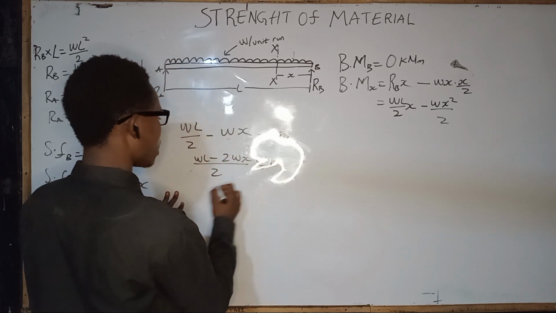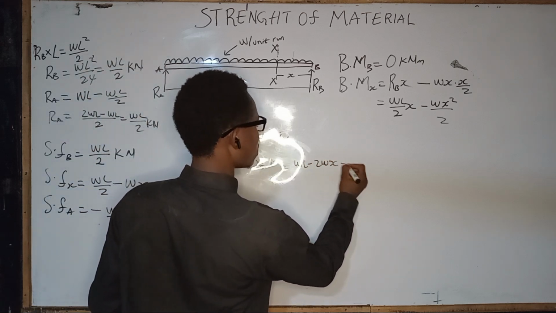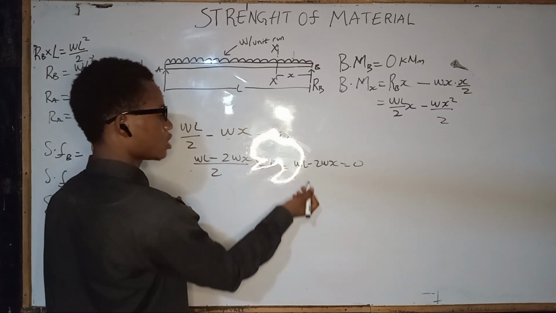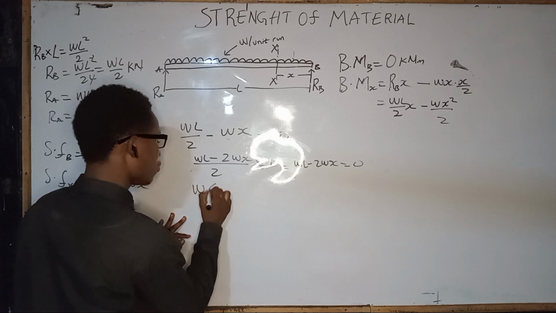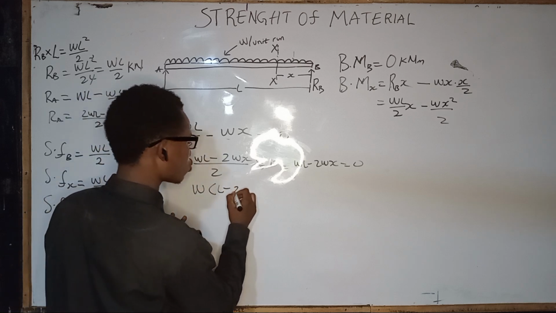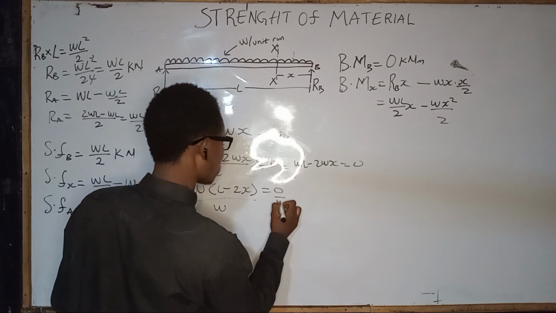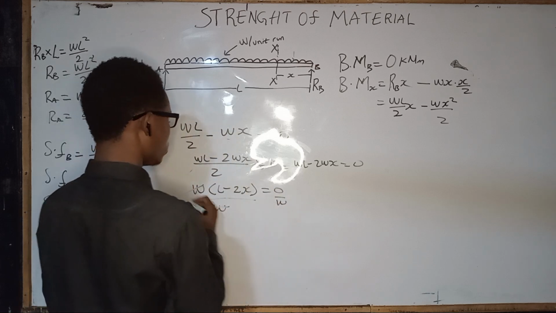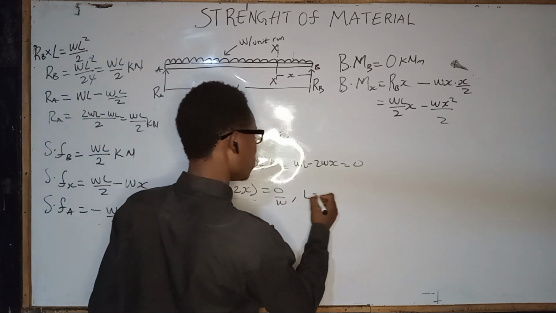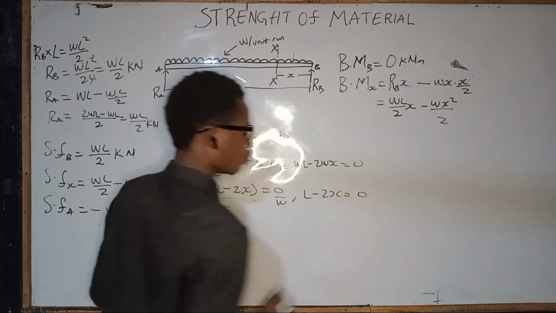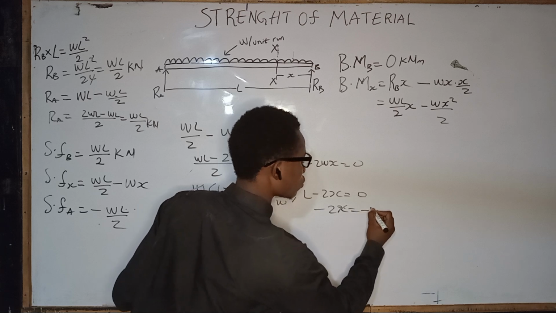If we cross multiply, we have WL minus 2Wx is equal to zero, because 2 times zero is zero. We can bring out W as the subject of the formula here: W open brackets L minus 2x equals zero. Divide both sides by W. W cancels W, and zero divided by W is zero. So we have L minus 2x is equal to zero, so minus 2x is equal to minus L.